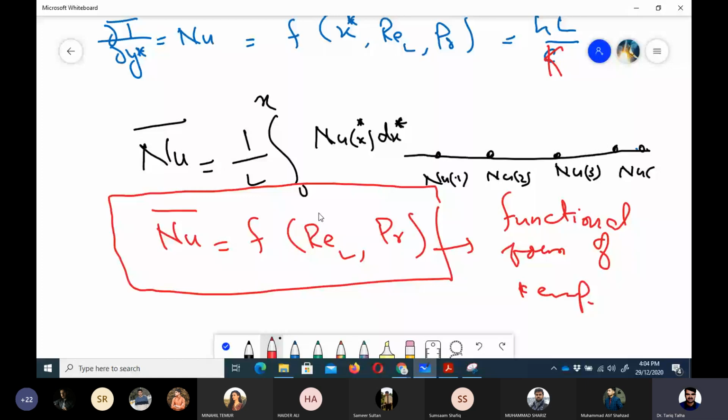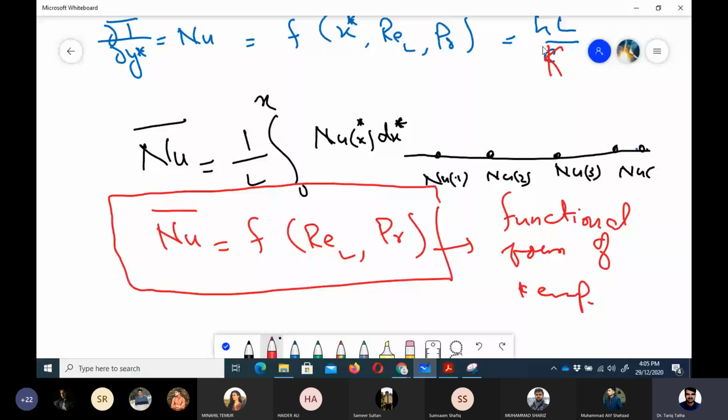So once we get that functionality by conducting those experiments, from there we can always calculate H by putting the value of this capital L, which is the length of the flat plate, and the thermal conductivity of the fluid. So it means that starting from the Navier-Stokes equation, then we applied the boundary layer assumptions, then we non-dimensionalized to write it in terms of pi terms, then we introduced Nusselt number.